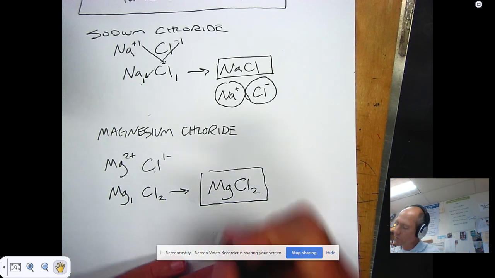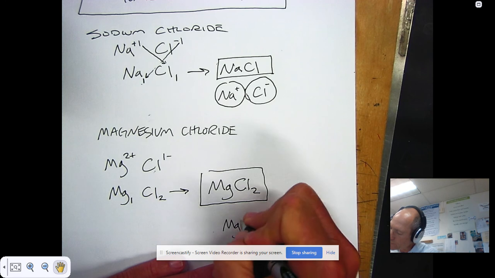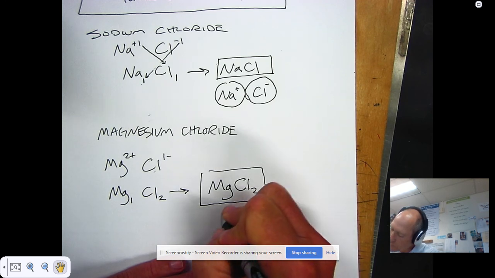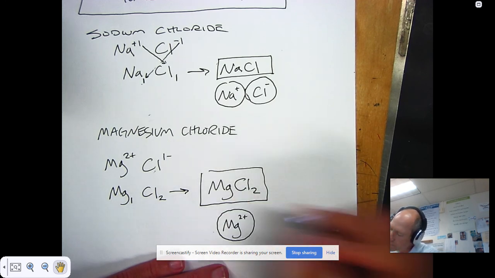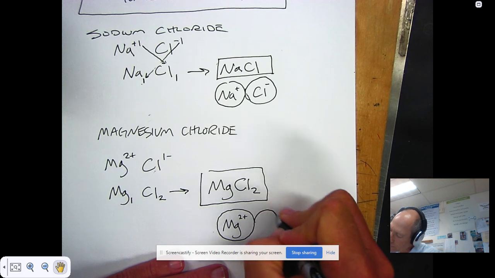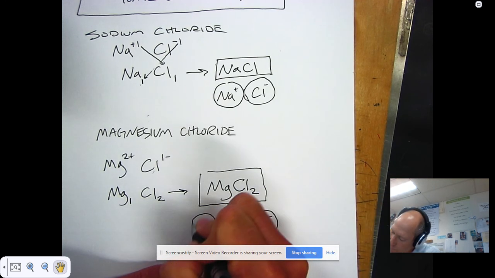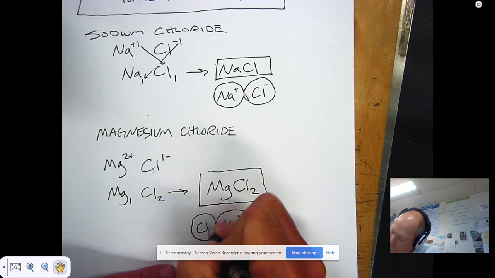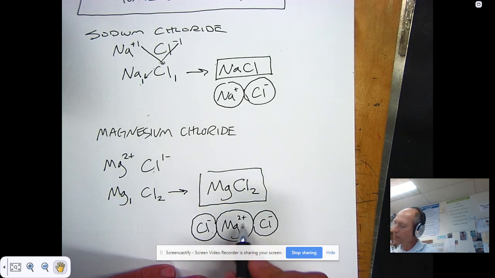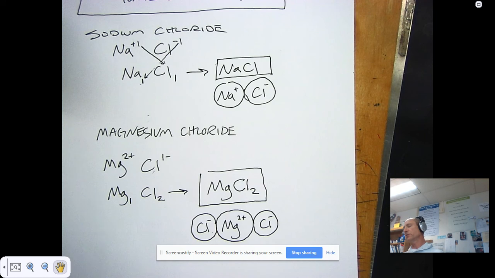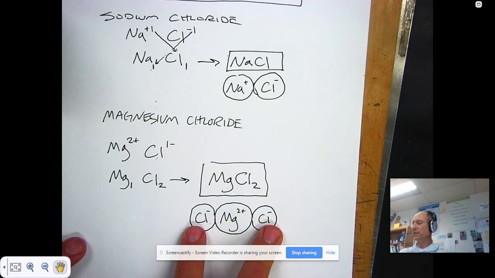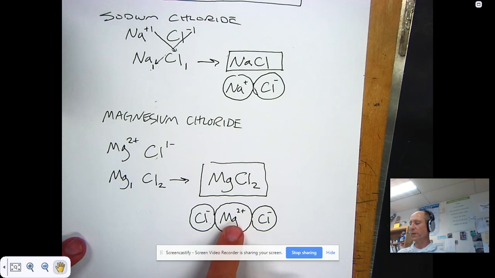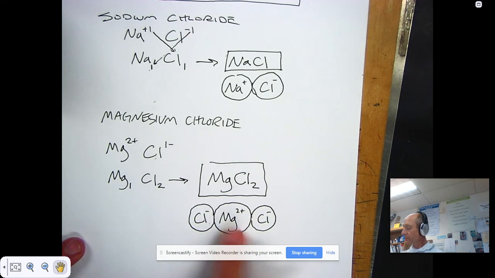And if we wanted to draw it, here's what it would look like. We would have 1 magnesium ion. And the reason there's 2 chloride ions is because chloride ions only have a charge of 1 minus and magnesium ions have a charge of 2 plus. So we need 2 chloride ions for every 1 magnesium ion.